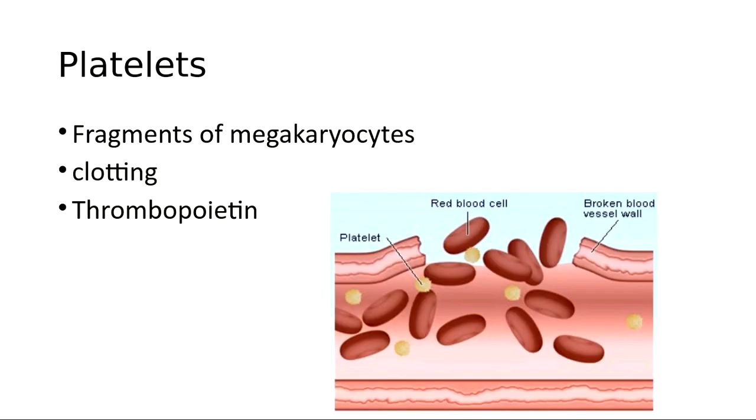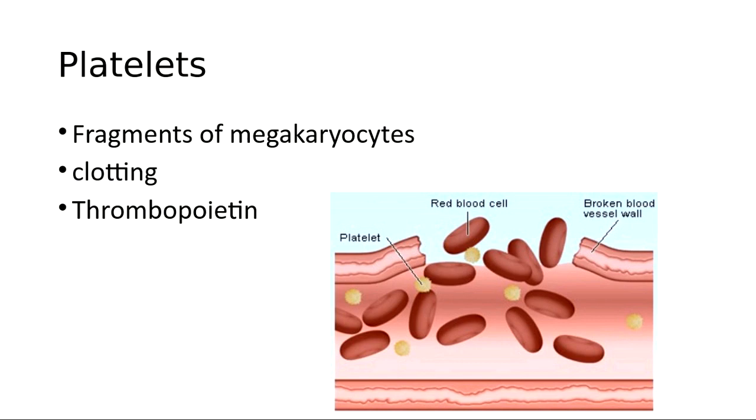Next, last, I think, but not least, platelets. Platelets are not a cell. They're just fragments of a big cell called a megakaryocyte. They play a role in clotting, and they are released because of a substance called thrombopoietin.